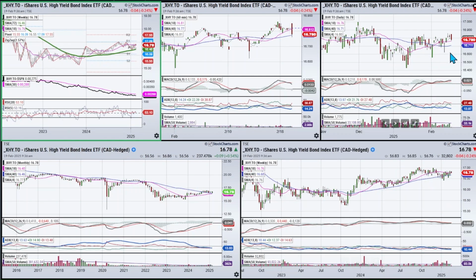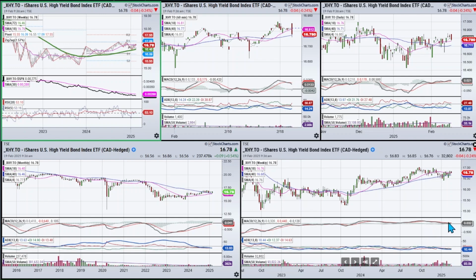But if I got a trigger on the lower time frames, then I think I would have to respect that and play it for continuation to the upside at this point. The momentum signs are not that great, I'll be the first to admit, but when we're dealing with the high yield bond fund and the pattern itself and the way the price action plays out, sometimes you almost have to discount the ADX a little bit.